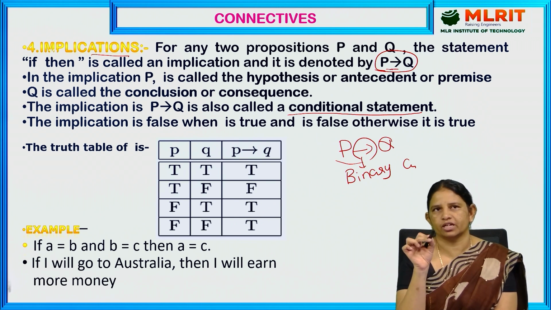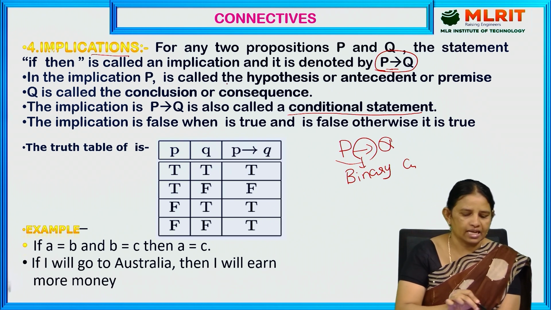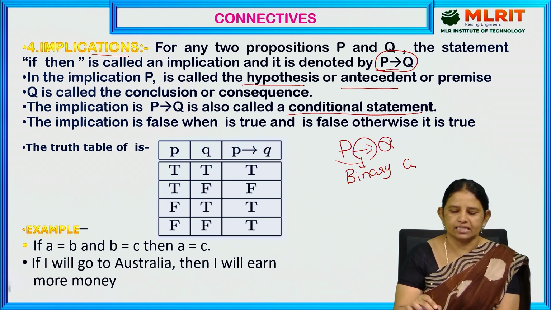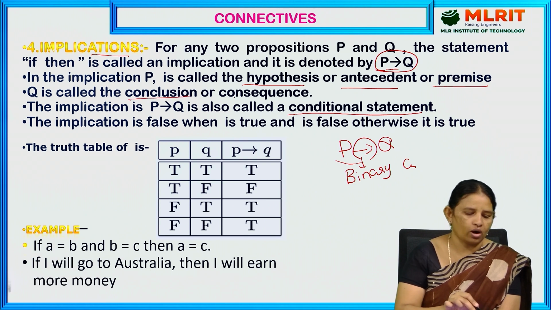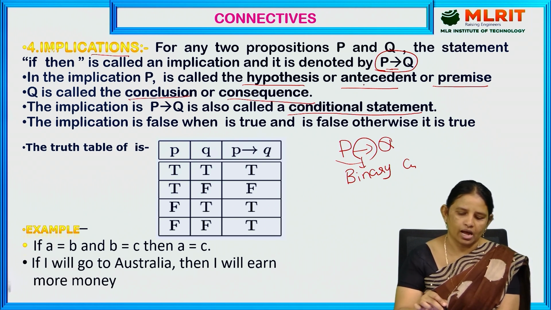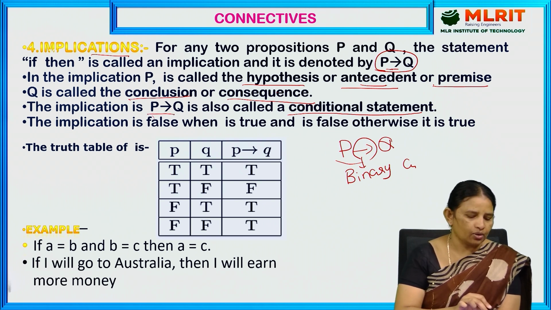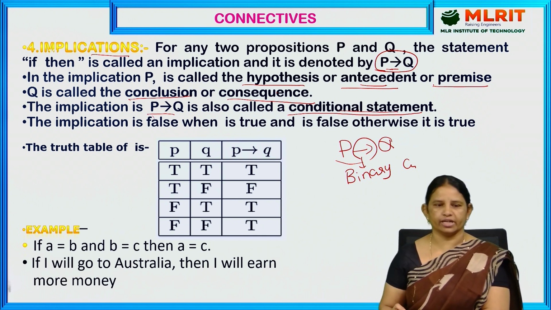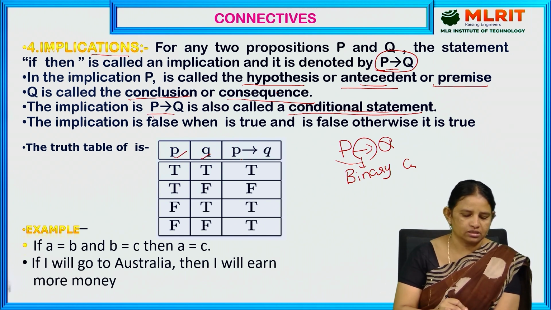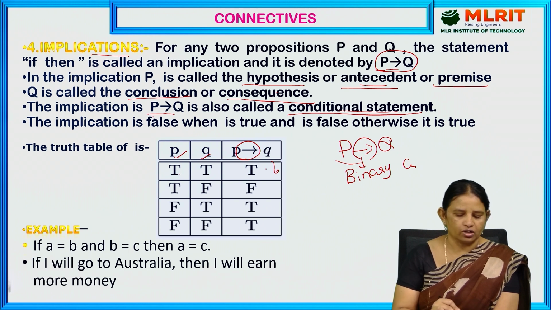In the case of P arrow Q, P is called a hypothesis, an antecedent or a premise, whereas Q is called a conclusion or a consequence. Based on the antecedent or premise, we can derive the conclusion. P arrow Q is called a conditional statement. What is the truth table for the implication? There are two propositions, denoted as P conditional Q. P conditional Q returns true if both values are true.